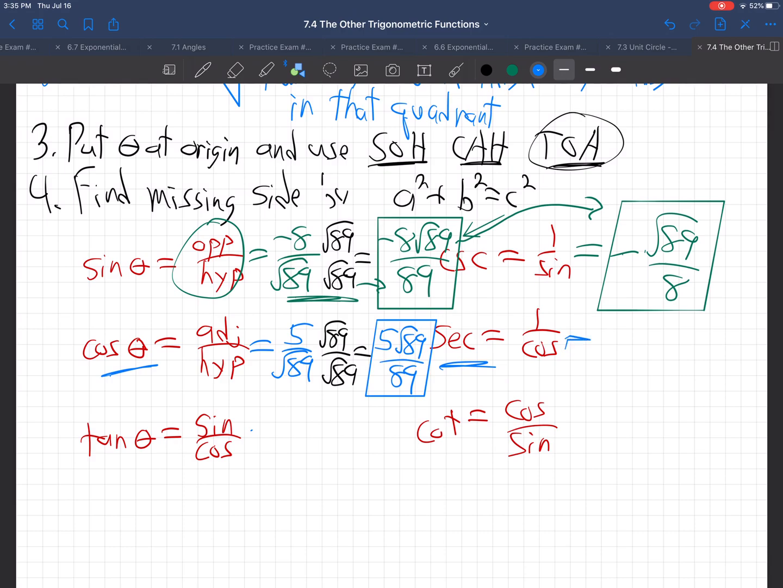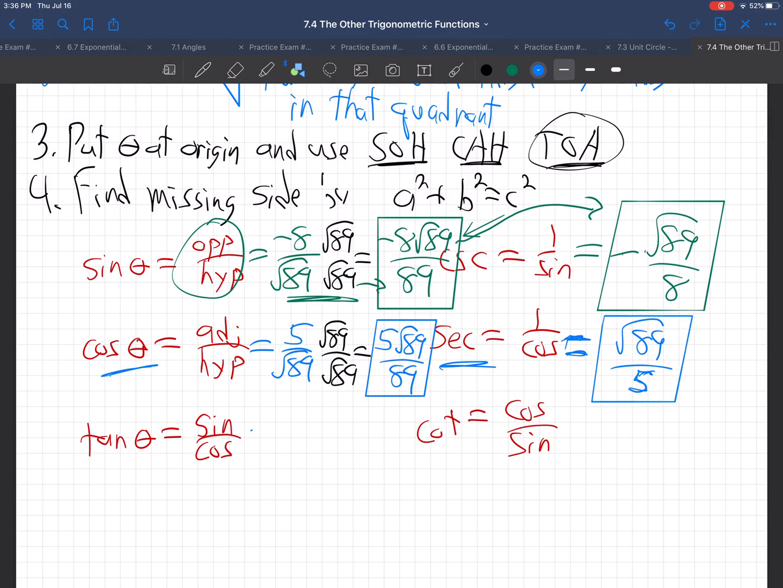Let's do the same trick. Just grab this one and flip it because it's upside down, right? These guys are just upside downs. So just grab that guy and what do you get? Root 89 over 5. So 5 there. There we go.